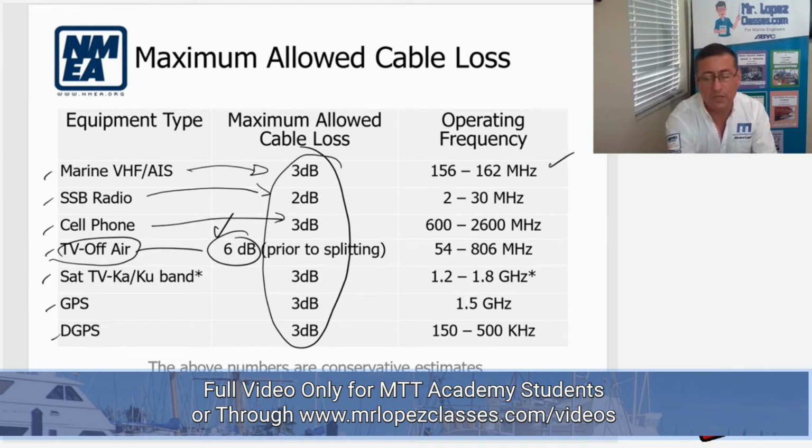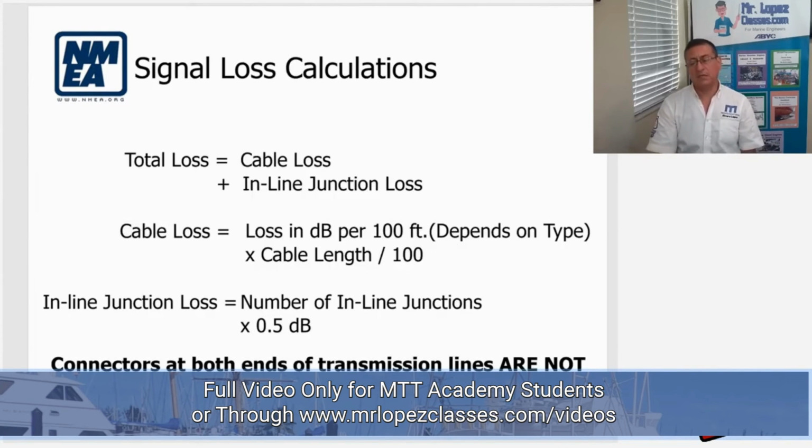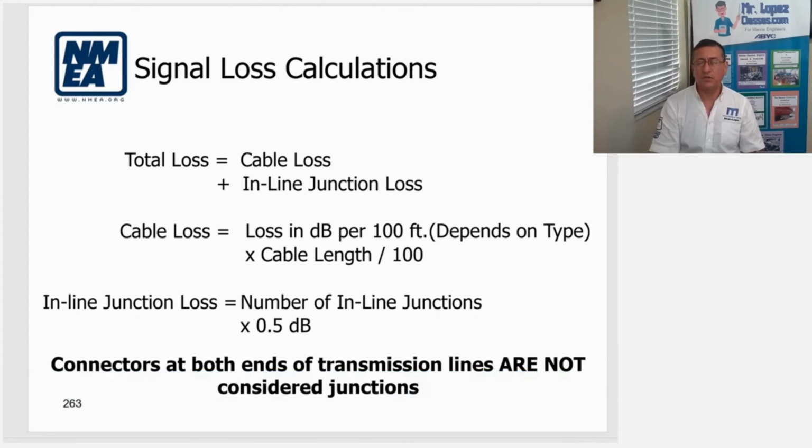This is an important table. Try to keep this table because there are two NEMA questions on the training exam. Okay, my friends, and this is the procedure to calculate the signal loss. The total loss is the loss on the cable plus the loss on the junction. The loss in the cable is the loss in decibels per each 100 feet, depending on the type of cable, times the length of the cable, all divided by 100. And the loss in the junction is basically the number of junctions times 0.5, and both measurements are in decibels.